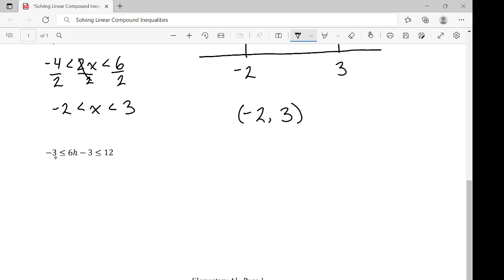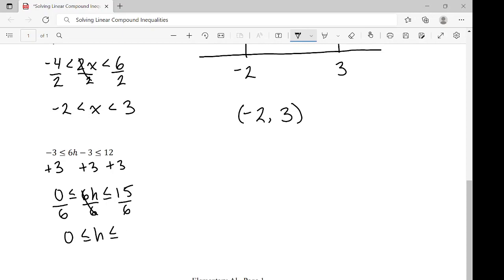Finally, -3 is less than or equal to 6h minus 3, less than or equal to 12. I'm going to add 3 to all sides. It's going to give me 0 over here, less than or equal to 6h, less than or equal to 15. Divide all sides by 6. And I'm going to get 0 is less than or equal to h, less than or equal to 15/6, but we can divide both of these by 3, so we're actually going to get 5 halves.